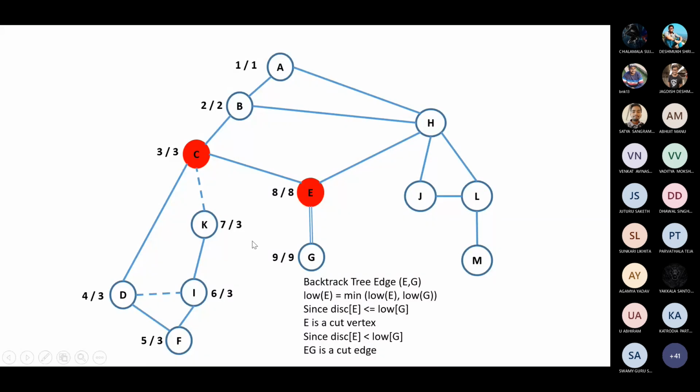8 8 happened, then 9 9 happened, then when it backtracks from G to E, it is saying that discovery of E is less than or equal to low of G. That is why E is a cut vertex. But discovery of E is strictly less than low of G, so it is a cut edge. If you think a little now, you will be able to think why it is strictly less than for a cut edge.